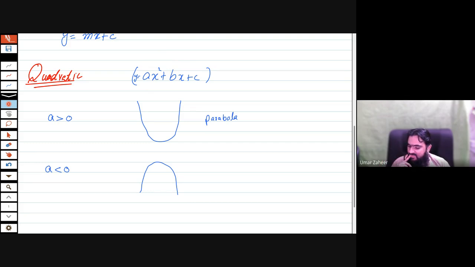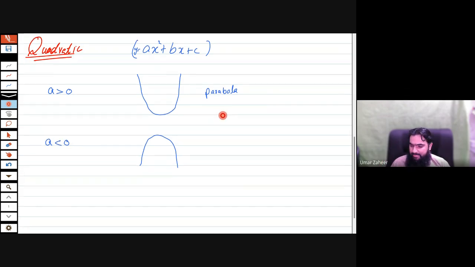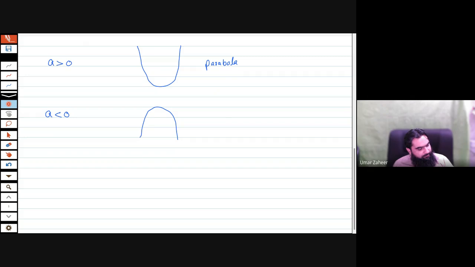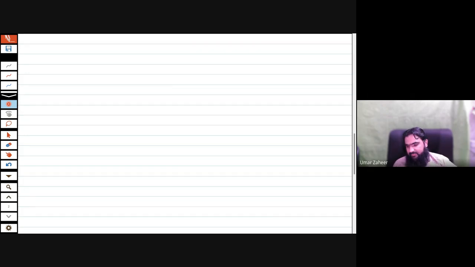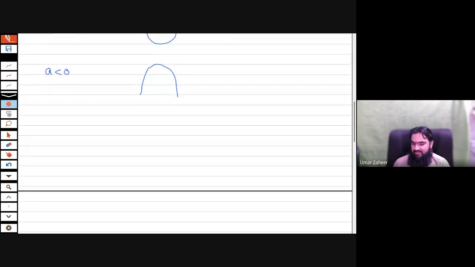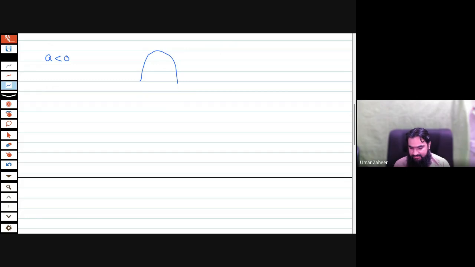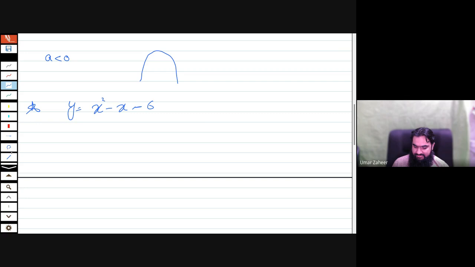Okay. In this graph, I'm going to take a quadratic equation and I'm going to solve it. For example, you have a quadratic equation x squared minus x minus 6, let's say. So obviously it is a quadratic graph. So let's see how to draw it.